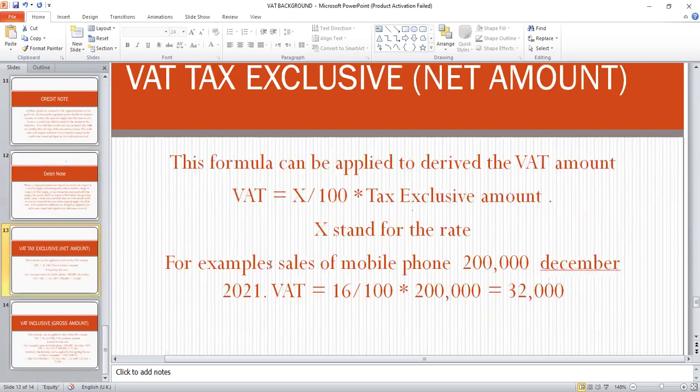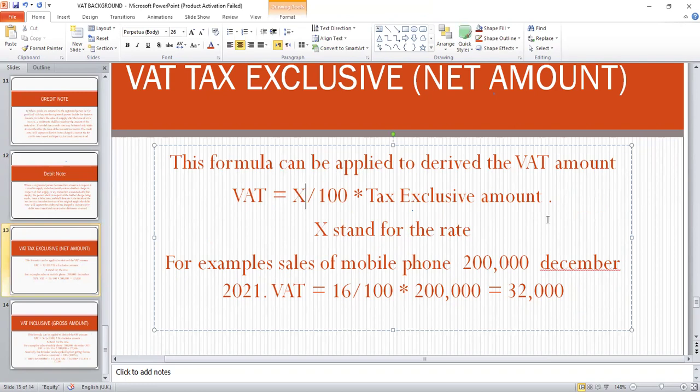Lastly, we need to talk about VAT tax inclusive, which is the net amount. You can apply this formula when you want to derive the VAT amount for a tax exclusive or net amount. VAT will be given by X over 100 times the tax exclusive amount, whereby X stands for the rate.